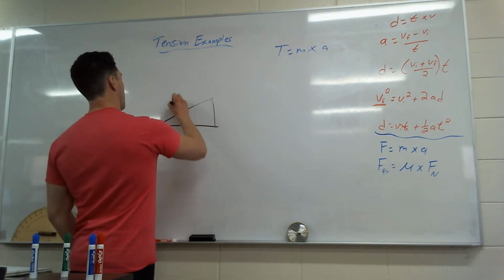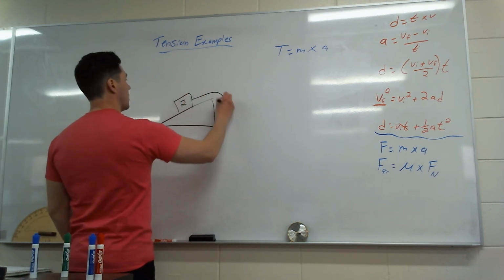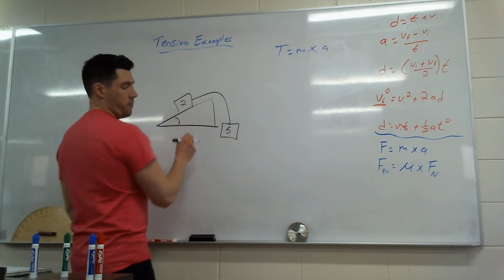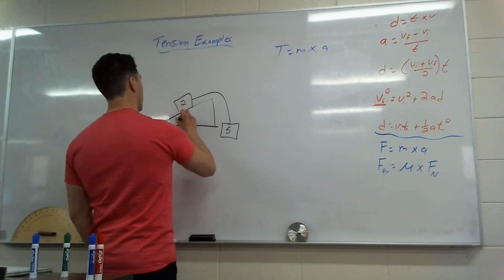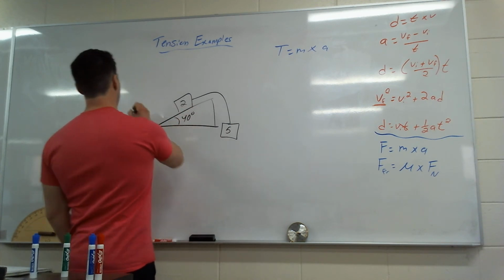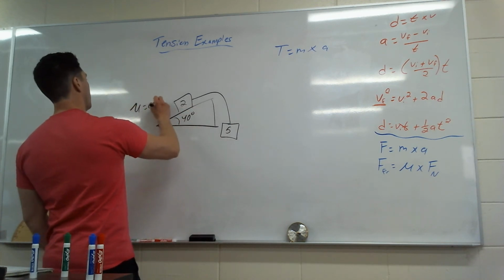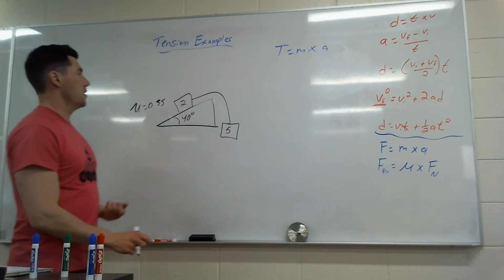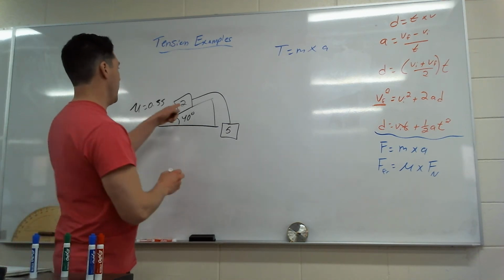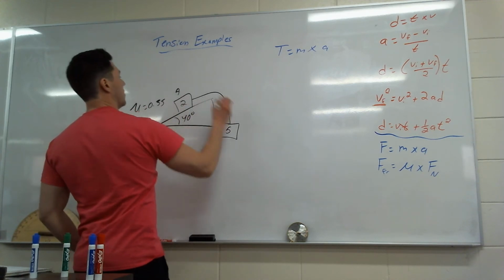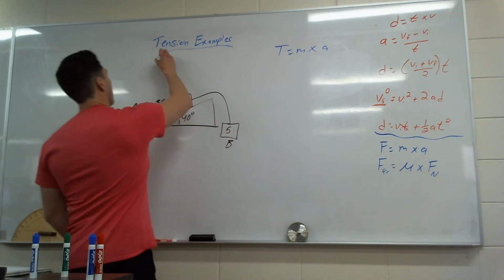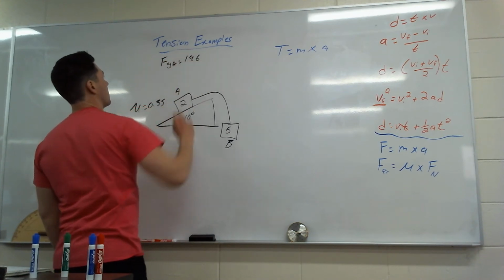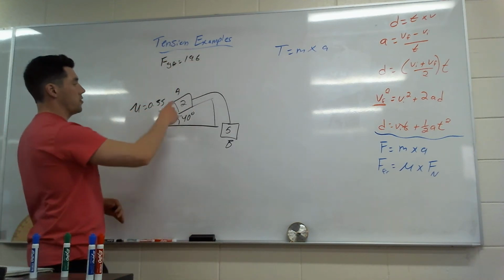We have a mass of 2, a mass of 5, an angle of 40, and I think a mu of 0.35. All right, so we've got to break this down into a few different things. Let's go through this. So we have A and B. Force gravity A equals 19.6. Now we've got to break this into force normal.